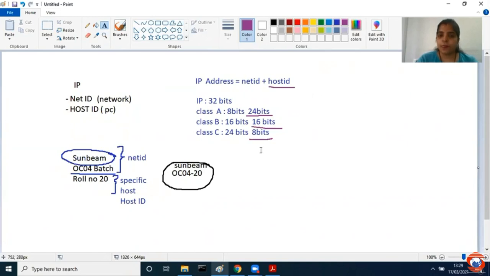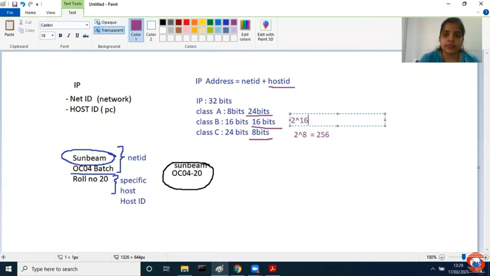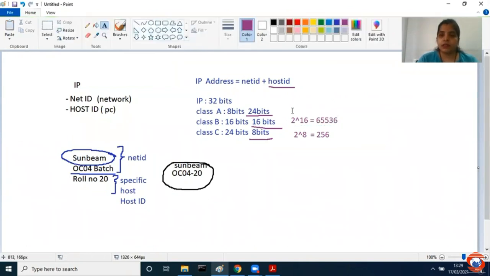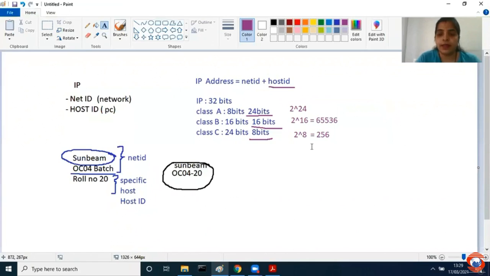Next, suppose I'm saying 24 bits are reserved for host, 16 bits are reserved for host. It means what? If I take Class C, what is 2 raised to 8? 256. 2 raised to 16 is around 65,536. And this is 2 raised to 24. What does that mean? Listen carefully. If I belong to Class C, the total number of hosts, the total number of machines that I can connect is 255 or 256.